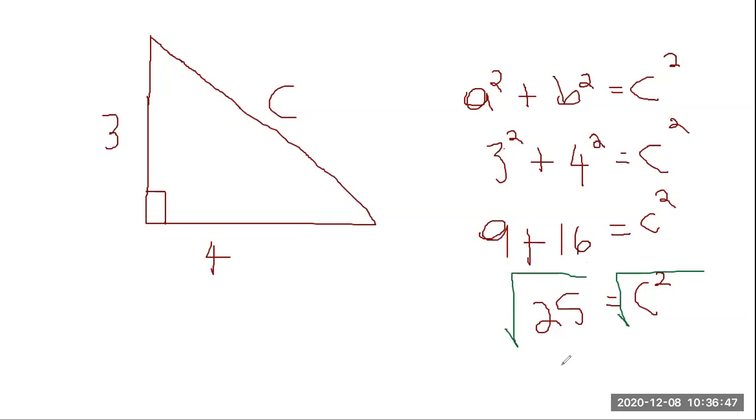So the square root of 25 is 5, which is equal to c. c is equal to 5. So right here is equal to 5. Or I could just replace this right here to equal 5. And that's how I would solve it. So I just work it going all the way down until I figure out what c is.